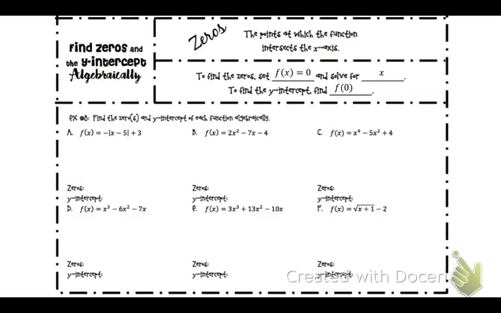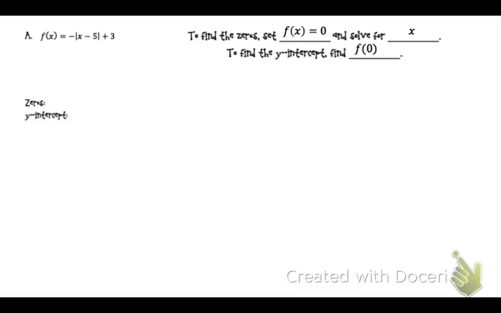But let's go through this. So let's look through A. Okay, so we're going to find the zeros first. So we're going to set f of x equal to 0 and solve for x. So I just plugged in a 0 where that f of x is. And I'm going to solve this for x. So I'm going to subtract that 3 over. You get negative 3 equals negative absolute value of x minus 5. Divide by that negative 1, so you get 3 equals the absolute value of x minus 5.